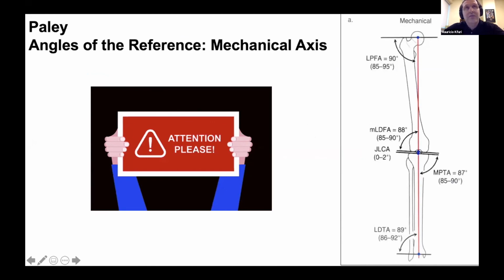and especially for the knee, which is the area that I operate most, I pay a lot of attention to the MPTA, which is the mechanical proximal tibial angle, and to the MLDFA, which is the mechanical lateral distal femur angle. Most of those angles are going to be very close to 90 degrees, meaning that the joints should be parallel to the floor in normal individuals.